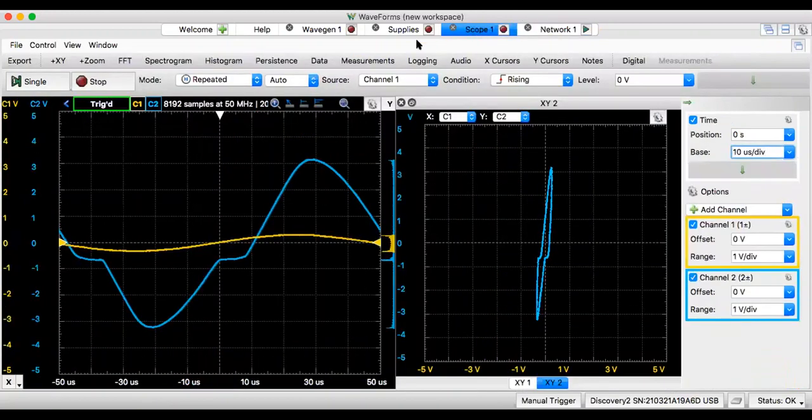What is the third problem? If you look at your oscilloscope, let me stop it. Notice what? There is distortion. So the third problem is distortion.